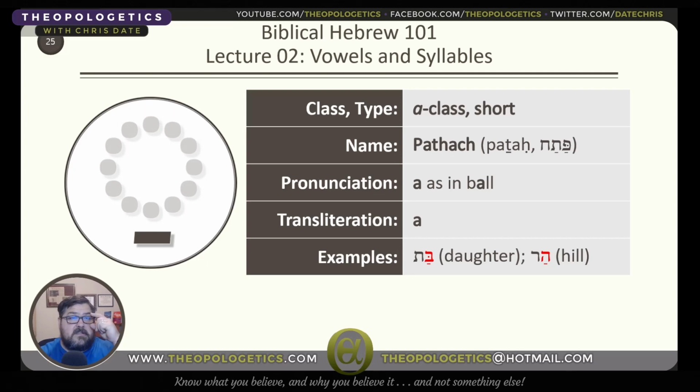Examples of Hebrew words that start with this short A-class vowel called patach include bat, meaning daughter. If you've ever heard, for example, of a bat mitzvah, which is kind of like the girl's equivalent of a bar mitzvah, that's called a bat mitzvah because bat means daughter. And another example is har, meaning hill or mountain.